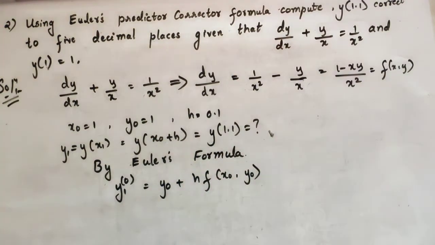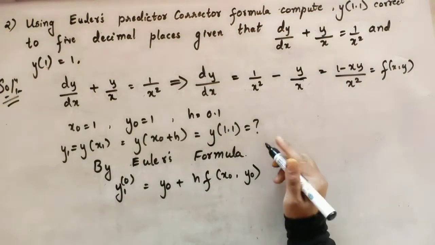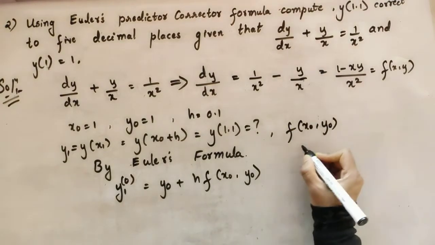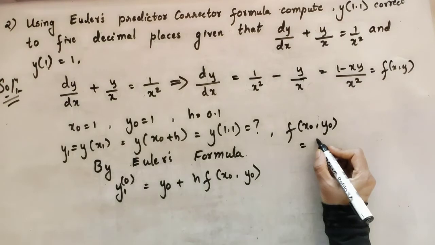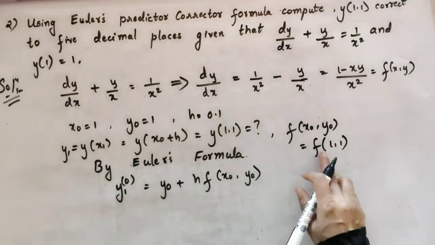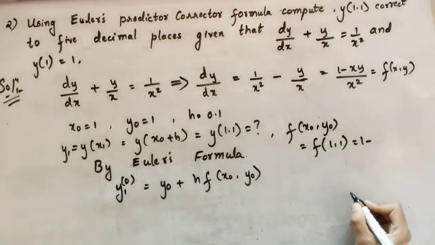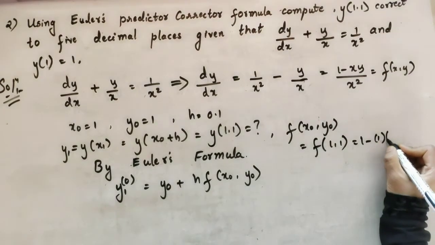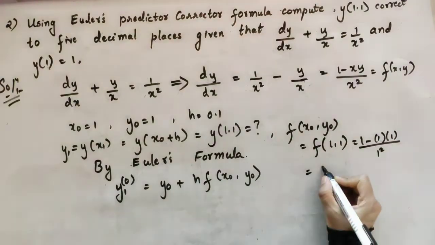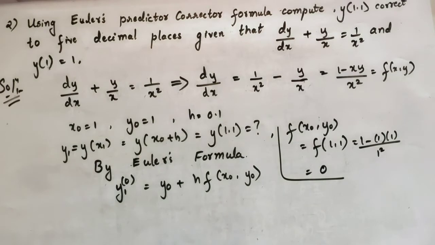Now before using the formula, there are initial things we need to do. I'll just continue it here and keep it aside. f of x naught y naught is equal to f of 1 comma 1, because x naught is 1 and y naught is also 1. And how is f of xy defined? It is 1 minus x into y divided by x square, which is 1 minus 1 divided by 1 square. So 1 minus 1 will be 0. So f of x naught y naught is 0. So this one thing is there with you.